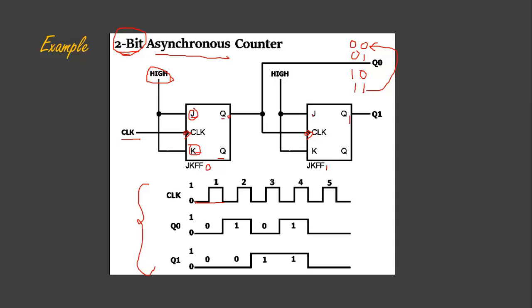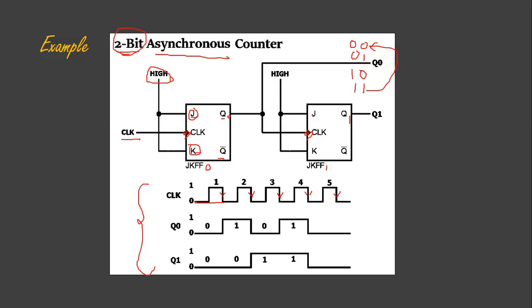Now this flip-flop is a negative edge triggered flip-flop. It means we need to identify the negative edge in this clock. This one is the first negative edge which we have. This one is the second negative edge which we have. Then I have the third negative edge, then the fourth negative edge, and the last one is the fifth negative edge.